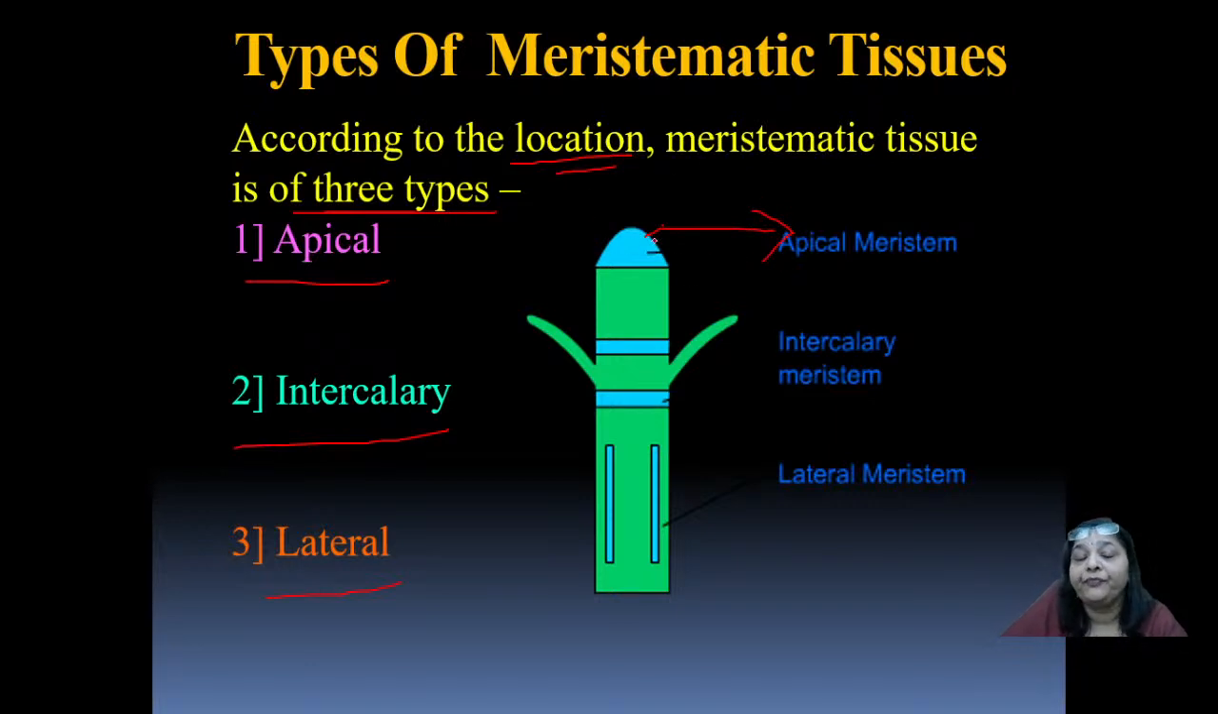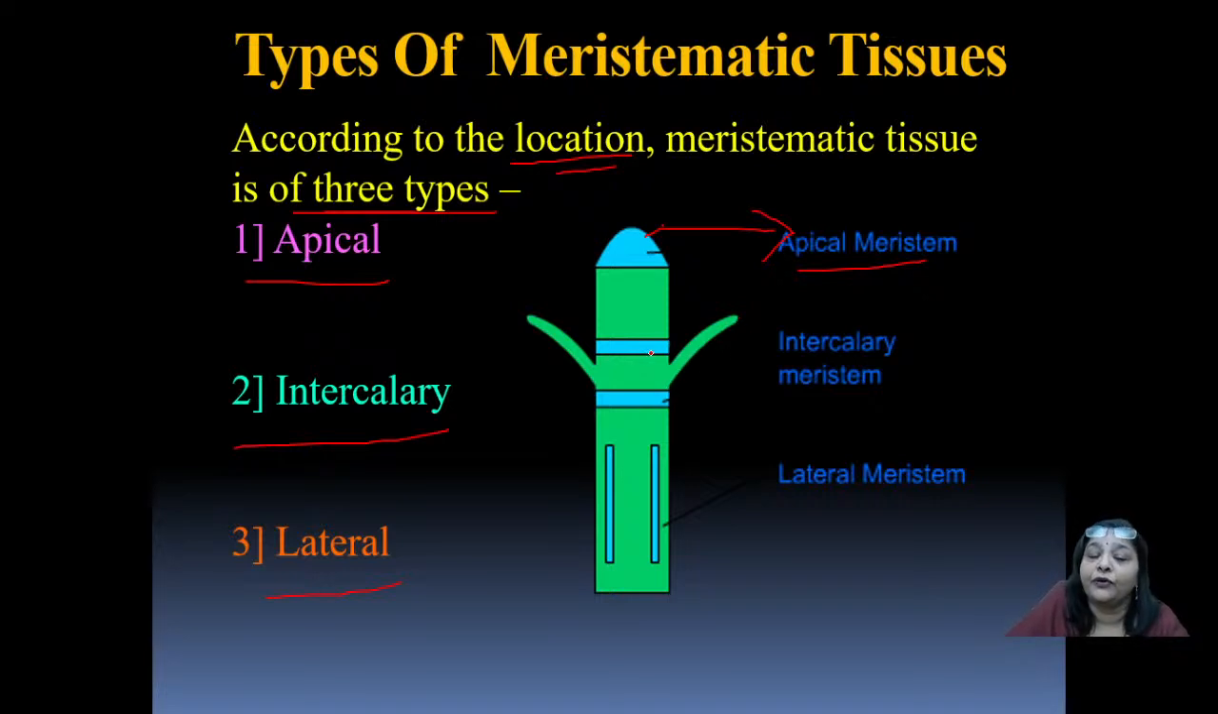The apical meristem is generally found at the tip of the plant body. Which are the tips? The stem tip, the branch tip, the root tip, right? The leaf tip. All these plant parts, the tips of the plant parts, contain the apical meristem. Whereas the intercalary, the word itself tells you, inter means in between. In between the regions where the leaves or the branches arise.